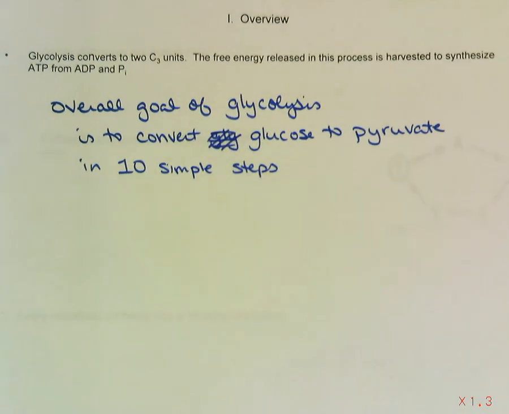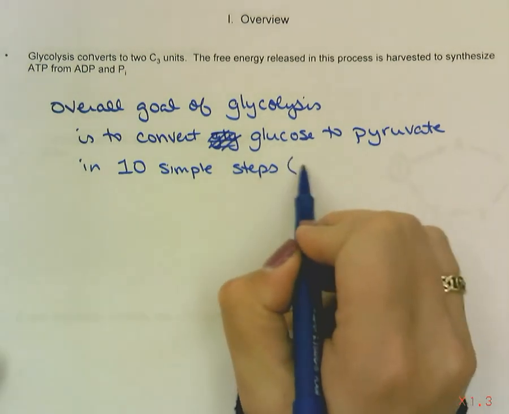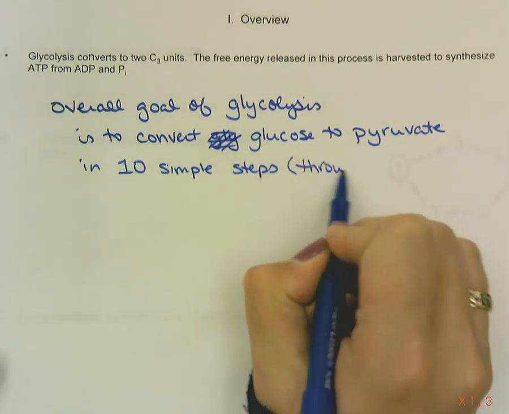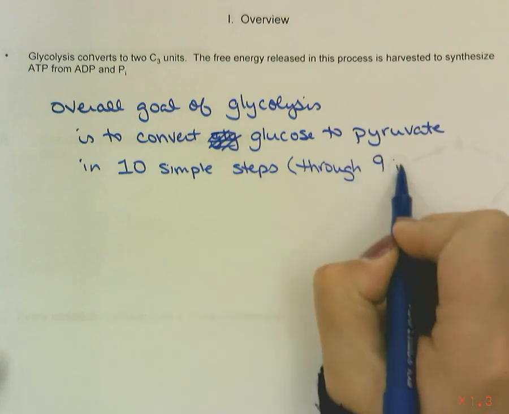So it's like a weight loss program. Convert glucose to pyruvate in 10 simple steps. You were a 6-membered molecule, it will take you down to 3 in 10 simple steps, through 9 intermediate steps.